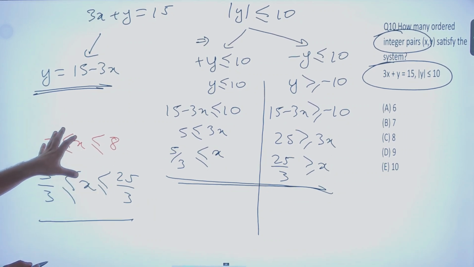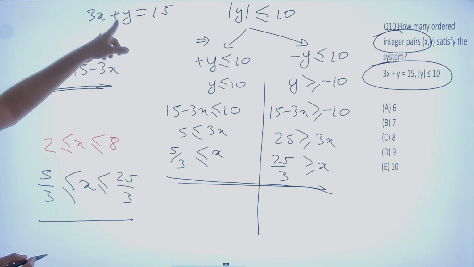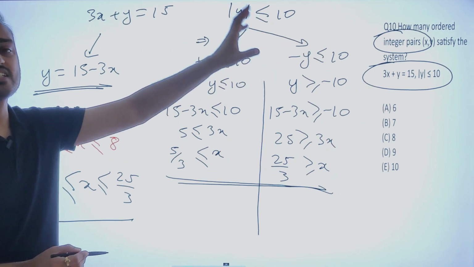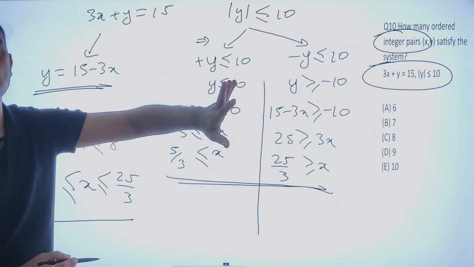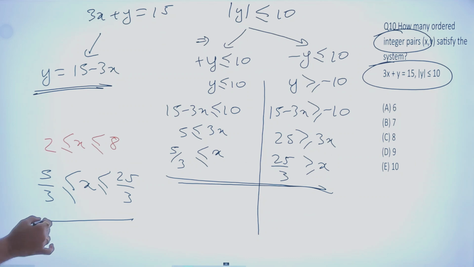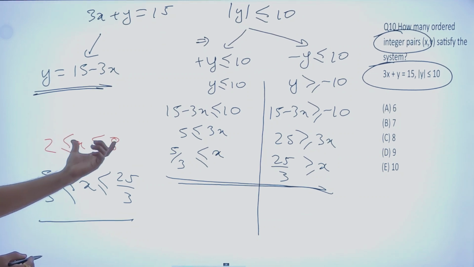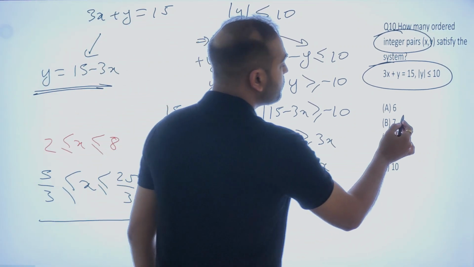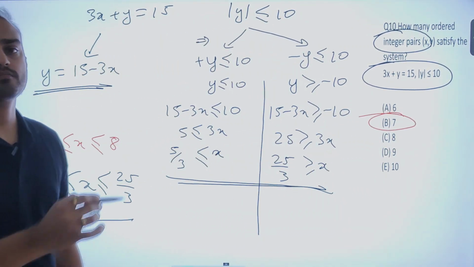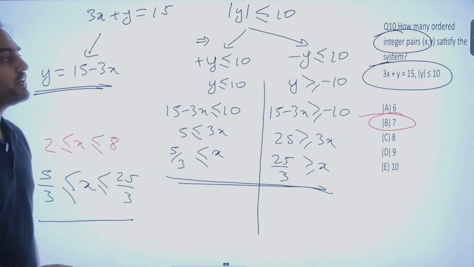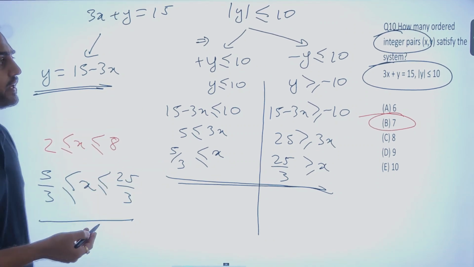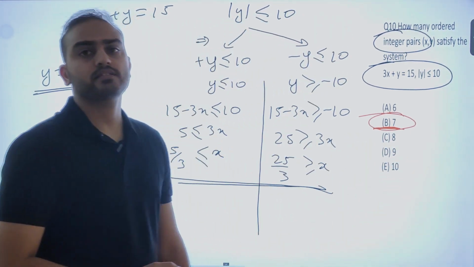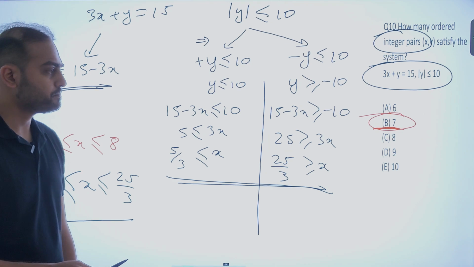And for each value of x, we will get an integer value of y. Now remember, it doesn't say positive, it just says integer. So y can be negative also. If you see, from 2 to 8 we have 7 different values of x. That is why we will get 7 different corresponding values of y, and hence 7 integer pairs.